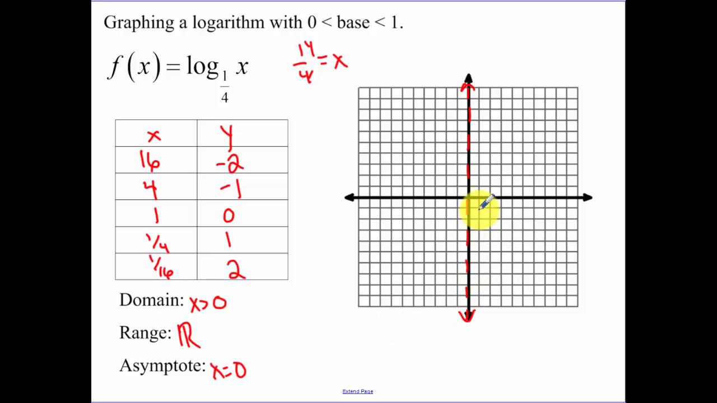Okay, so plotting these points. I know this 16 and -2 is going to be challenging for us to plot, but I'm just going to get us an approximate over here. 4 and -1.